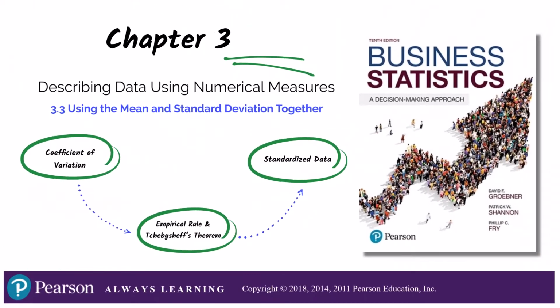Well, everyone, that wraps up this video covering the coefficient of variation, the empirical rule, Chebyshev's theorem, as well as standardizing data with z-scores. That also concludes our discussion on Chapter 3.